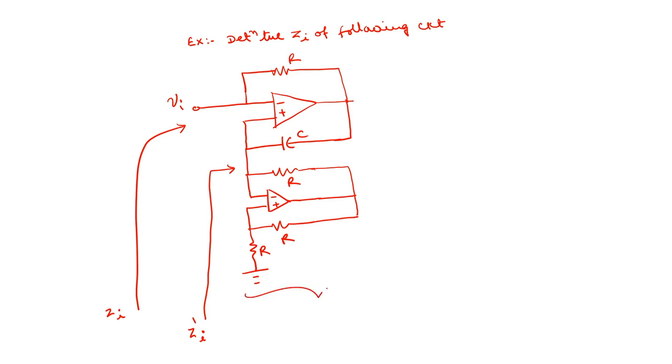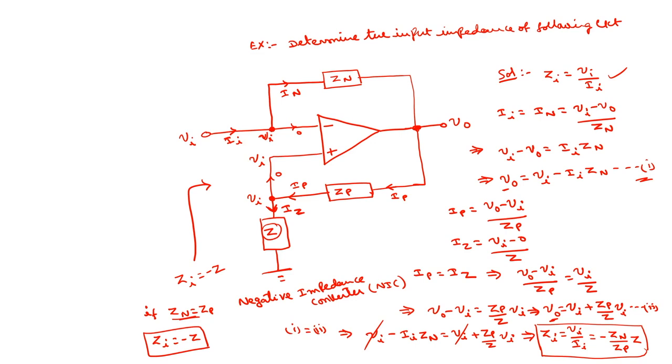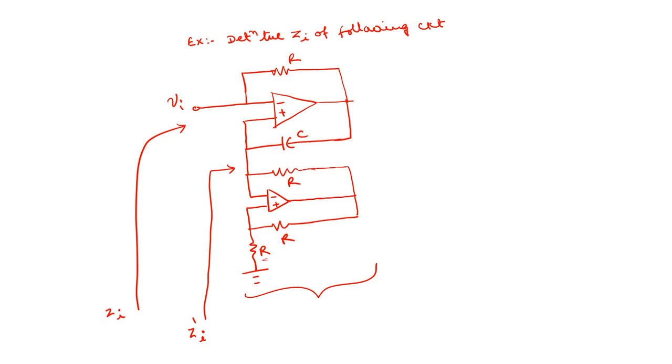If I consider this circuit, this is the same as the previous circuit, exactly the same. Here Zn is equal to Zp is equal to Z. So what is the input impedance of this entire circuit? Because Zn is equal to Zp, Zi is minus Z. That is, whatever is connected here, that is minus of that, which is R. So this Zi dash is nothing but minus R from the previous example. Because this is R and R, this total impedance is equal to minus of this resistance. So what will be the equivalent circuit now?